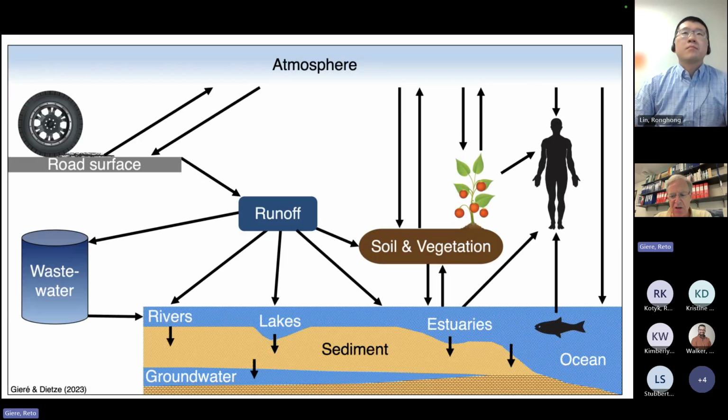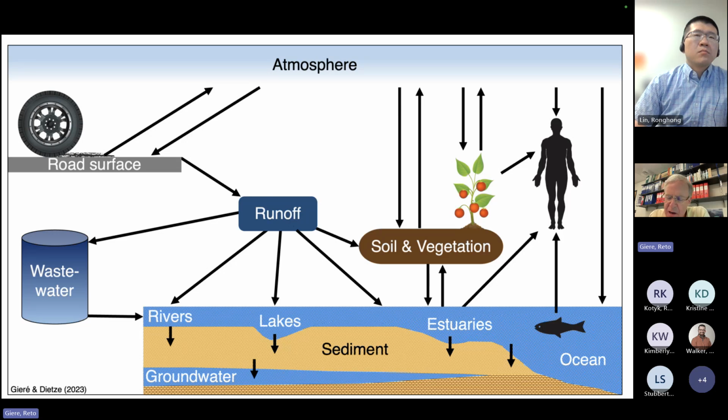Now, these particles are not just staying on the road. And this diagram shows you where the particles end up. About 10% of the particles that are emitted on the surface end up in the atmosphere, so we have an exchange between the road surface and the atmosphere. But most of these particles are actually distributed across the environmental compartments that you see here via the road runoff. This is the most important distributor of road dust, and road dust, of course, contains tire particles.